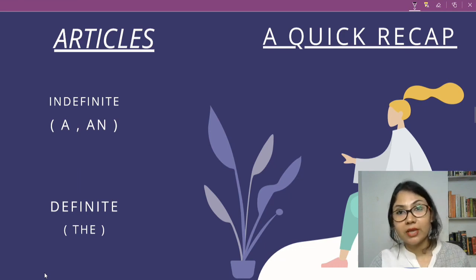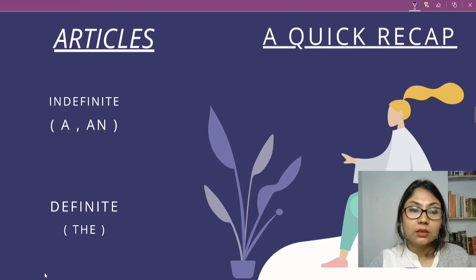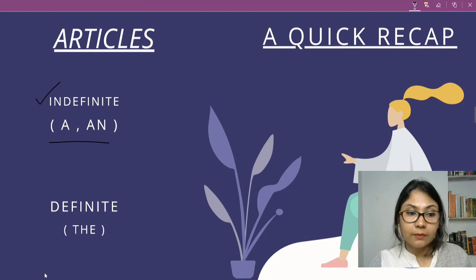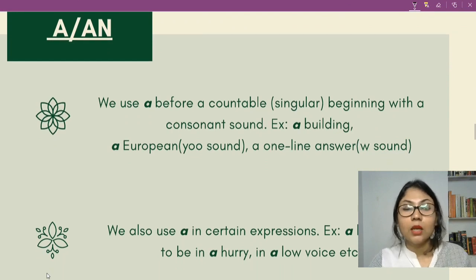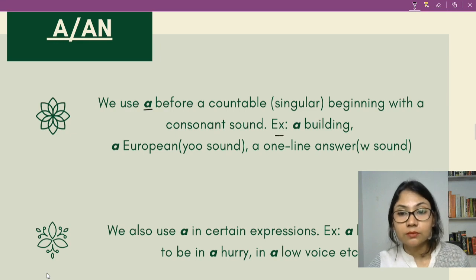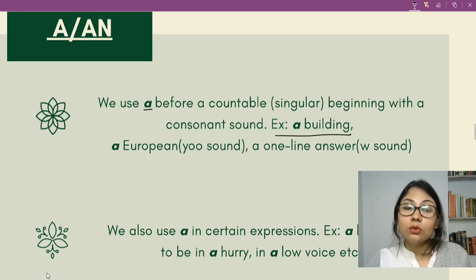Let's take a quick recap. What is the indefinite article? The indefinite articles are a and an, and the definite article is the. Alright? Now, a and an. When do we use a? When do we use an? We use a before a countable singular beginning with a consonant sound. Example, a building. Again, we use a before words such as European. European. You hear the yo sound coming, a consonant sound.